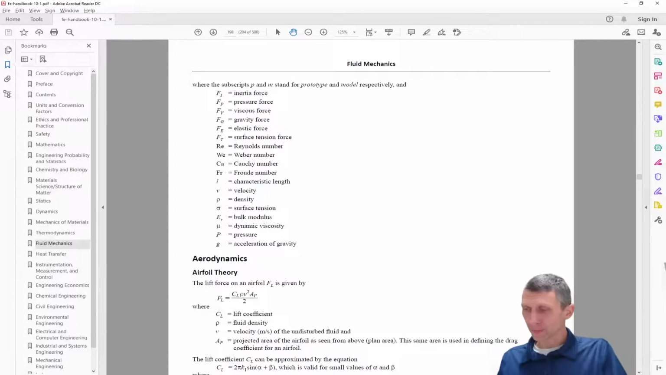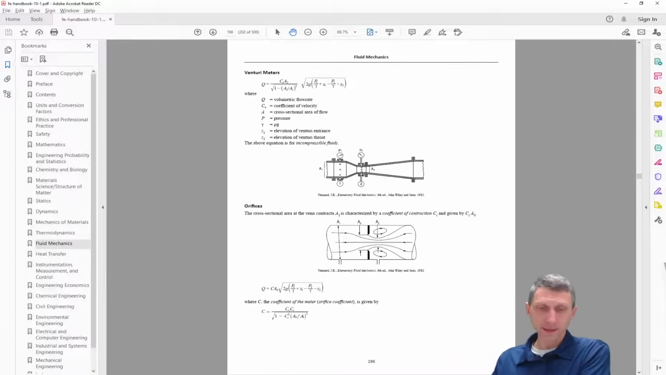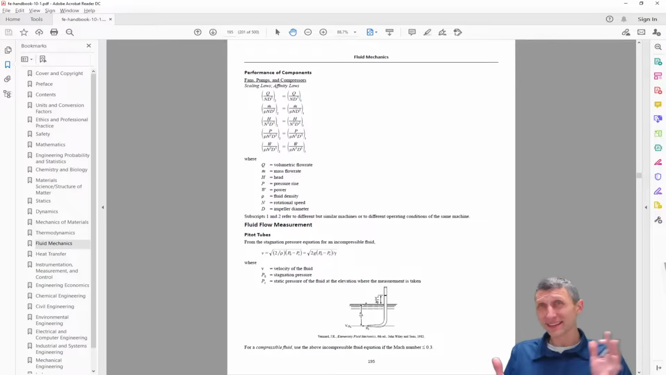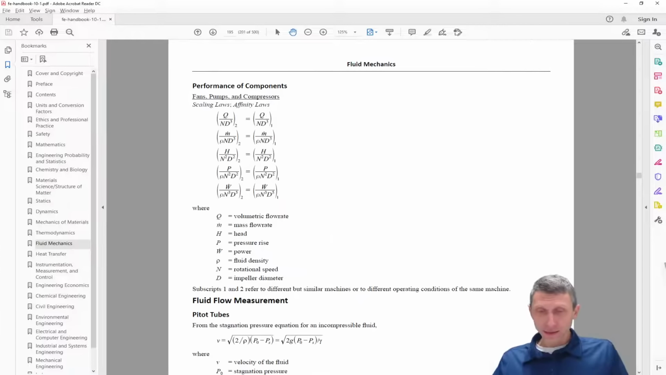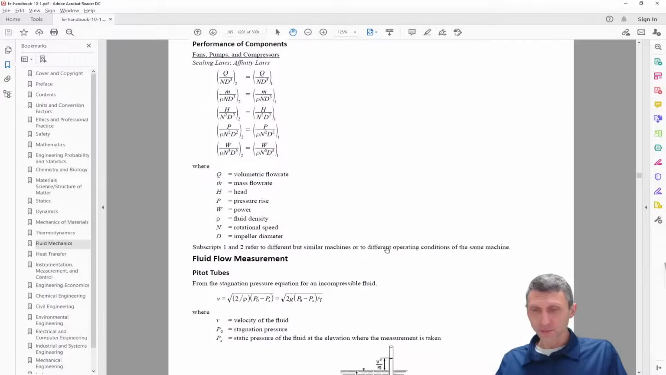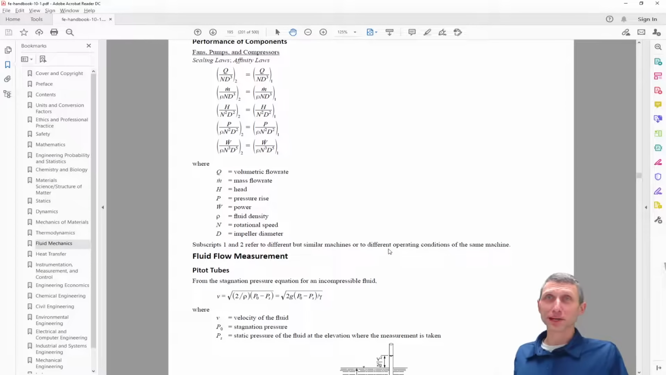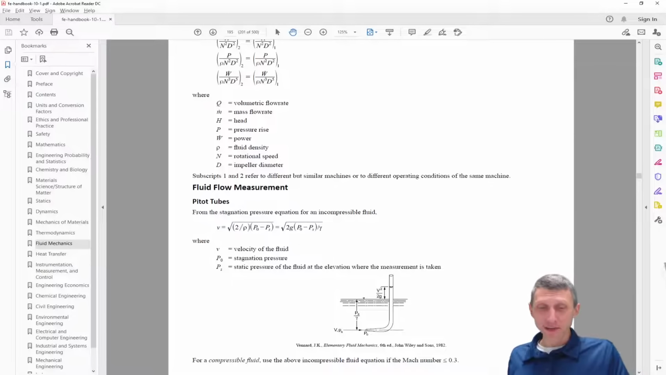Maybe I went too far. Let me zoom out and get back there. So 195. There we are. So we're back at the pitot tubes, and hopefully we don't have performance of fans, pumps, and compressors. Hopefully we'll just leave that to the mechanicals. Okay, but here we are.